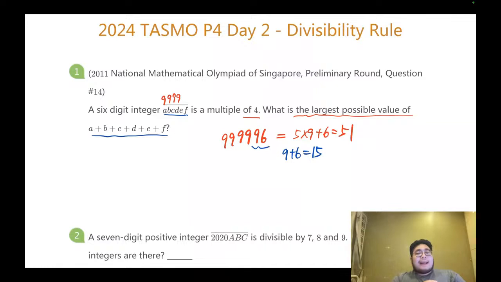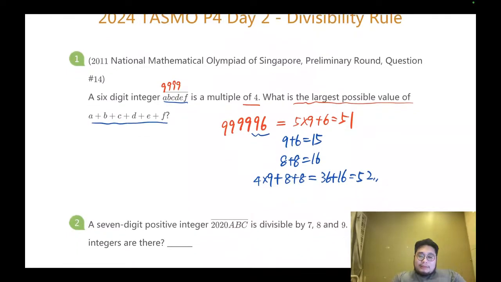But can we find any other number, also a multiple of 4, but the sum of these two digits is larger than 15? Yes, we have this 8 plus 8, which is 16. So actually, the biggest sum should be 4 times 9 plus 8 plus 8, equals 36 plus 16, equals 52. So actually, the answer is 52.